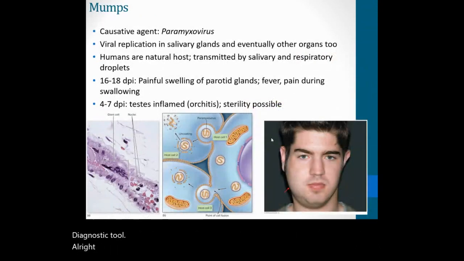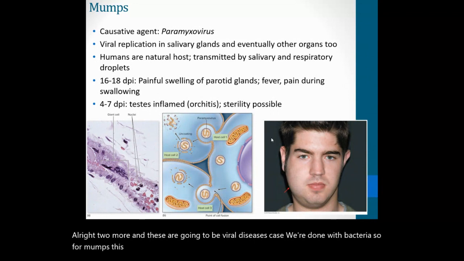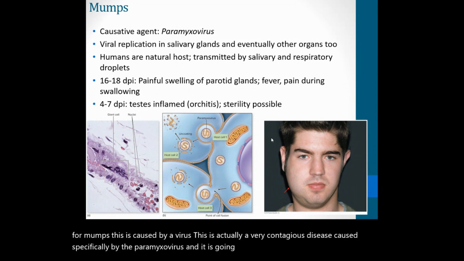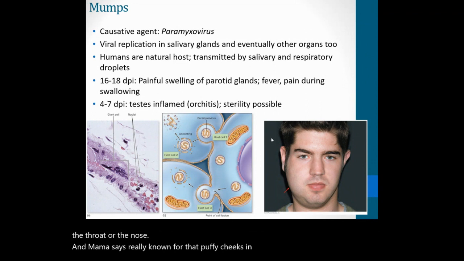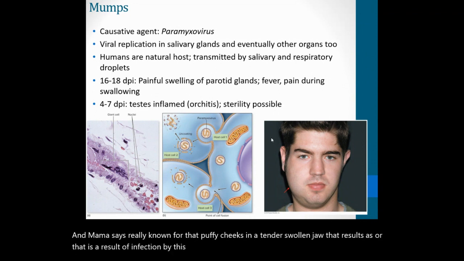All right, two more, and these are going to be viral diseases. Okay, so we're done with bacteria. So for mumps, this is caused by a virus. This is actually a very contagious disease caused specifically by the paramyxovirus, and it is going to spread through direct contact with either respiratory droplets or saliva, or again, droplets from the throat or the nose. And mumps is really known for puffy cheeks and a tender swollen jaw that is a result of infection by this virus.